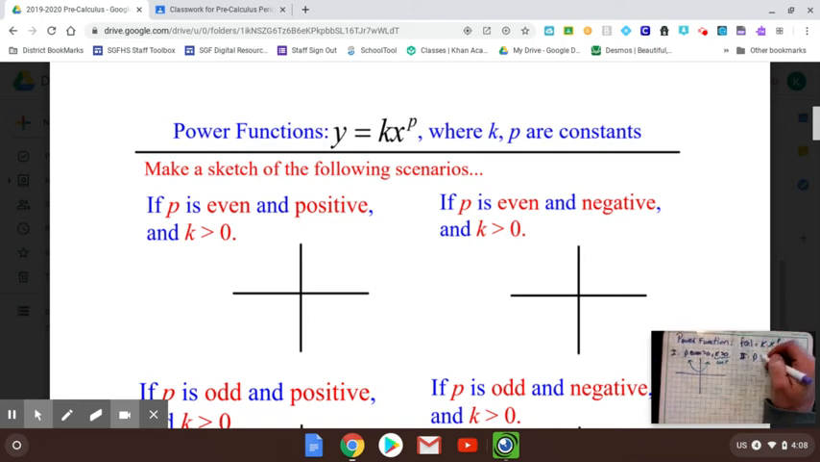Scenario 2: p is even and negative. So p even but less than 0 this time. k is also greater than 0. So here's an easy, quick sketch on that one. All graphs where p was even yet negative looked like what I like to call a volcano, or the Atari symbol if you're a gamer. With k being greater than 0, it means that we're still talking about concave up, but we're talking about being above the x-axis. Why? Well, k right here we know is the vertical stretch factor.